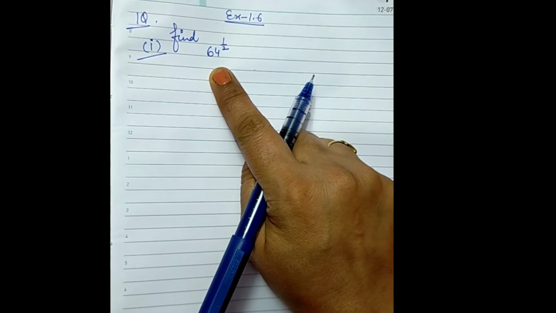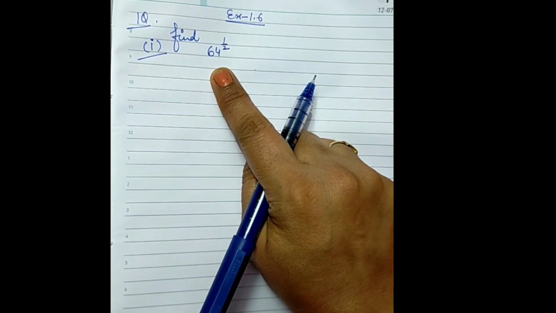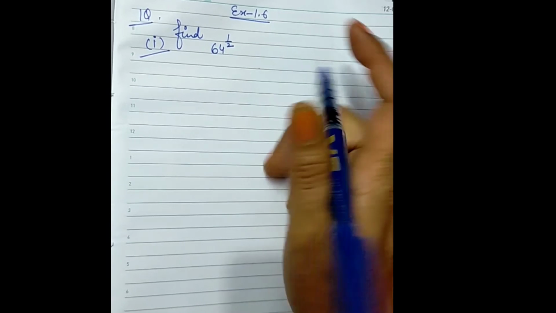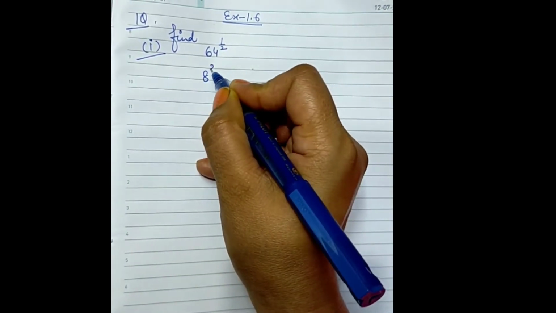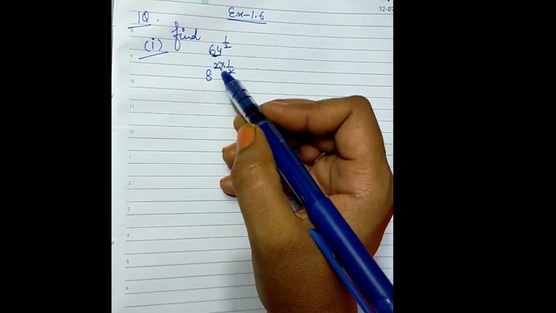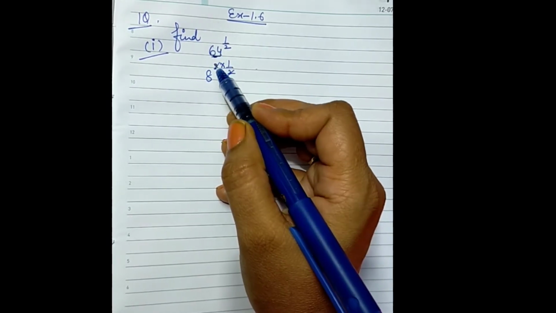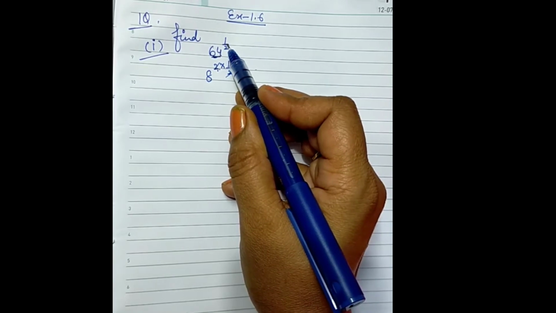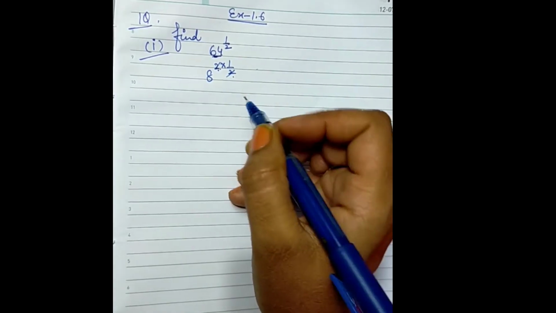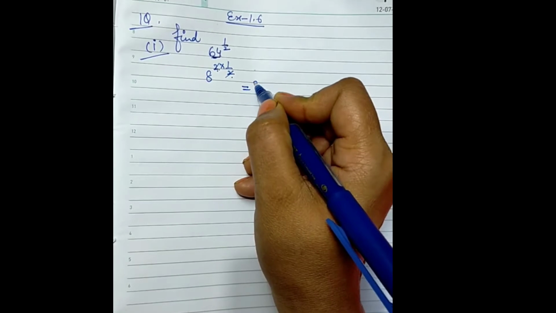We know that 64 is the square of 8. So we can simply write 8 square into 1 by 2. We have written 64 as 8 square, since 8 eights are 64. We have written the power 1 by 2 as such because it was already given. So 8 is the answer.